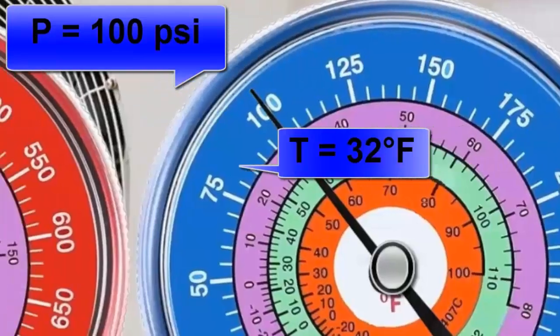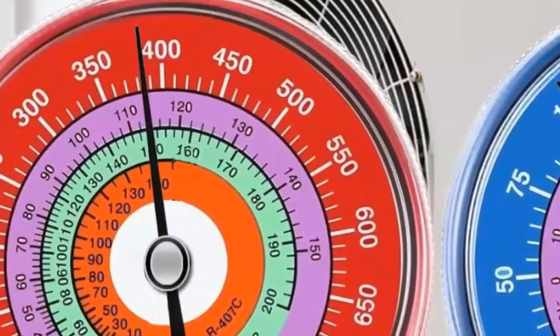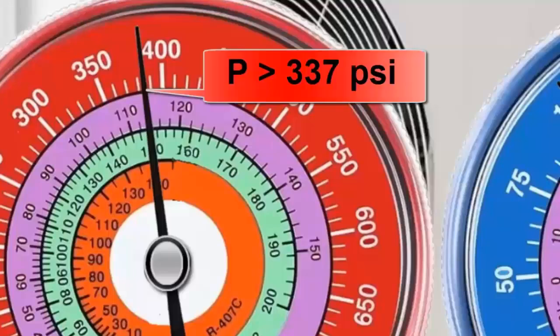B. If there is poor heat exchange in the condenser, the high side pressure is much higher than normal. For example, with an ambient temperature of 30 degrees Celsius, due to this fault, the high pressure may exceed 337 psi, indicating a problem with condenser heat dissipation.